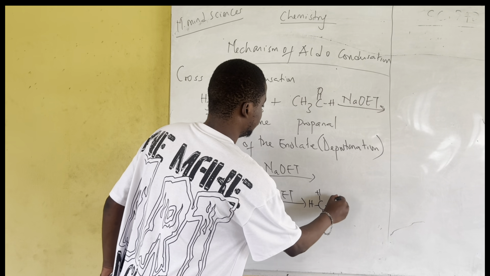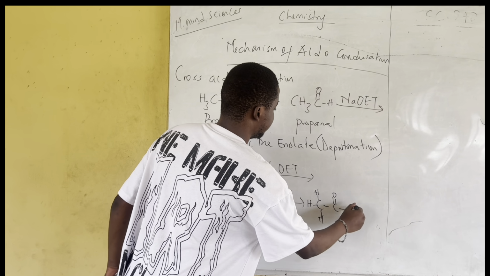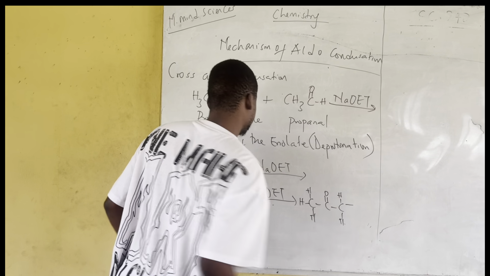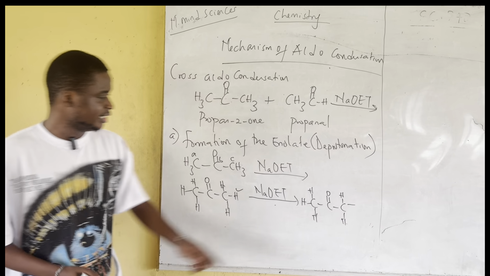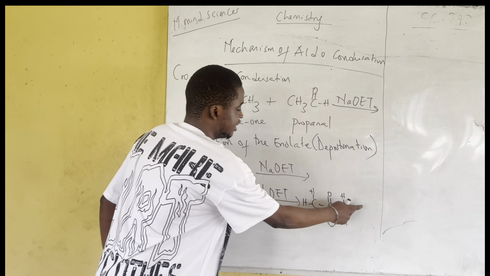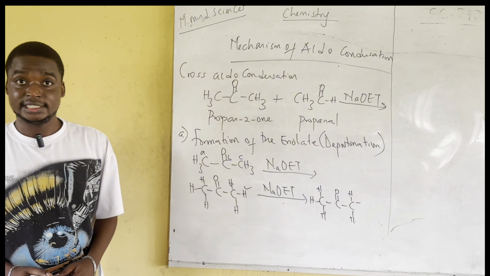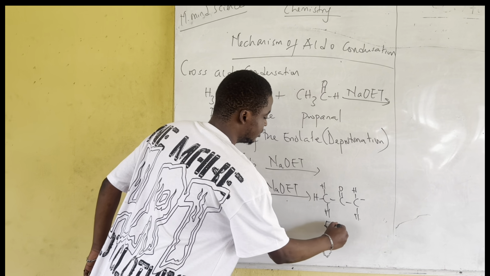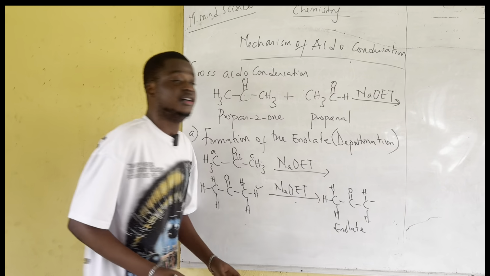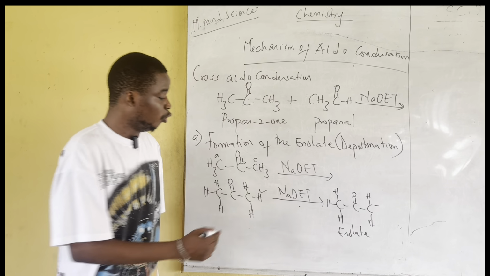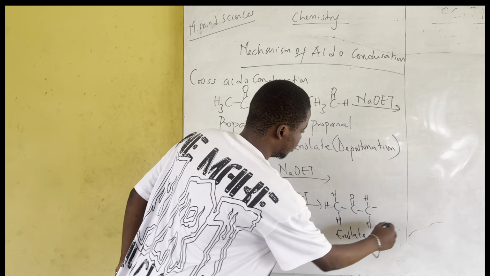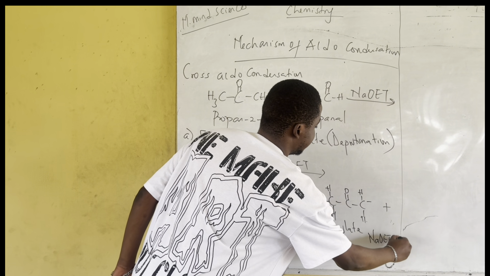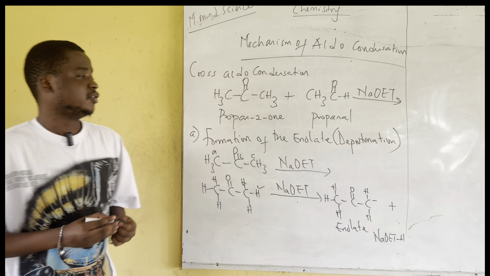Then we have C double bond O, and then we have CH2 minus. Now, this minus is showing the electron that this hydrogen left behind. This is what we call an enolate. Then the base will hold the proton, forming plus sodium OEt, then hydrogen. So that is the first step.